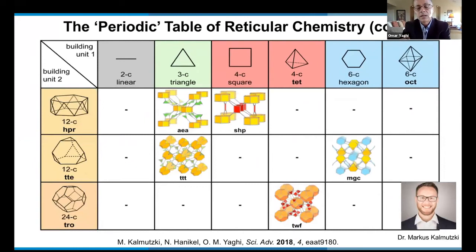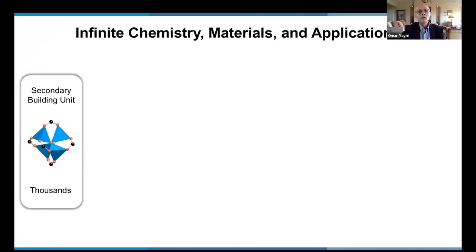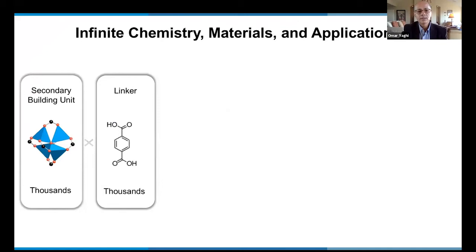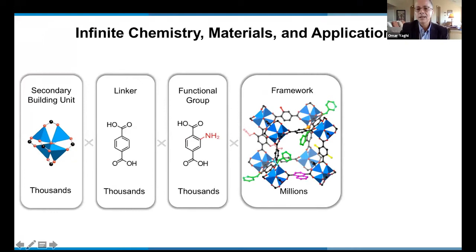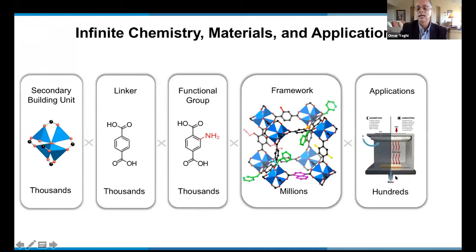Now you see some open squares, and that means that these are still yet-to-be-made combinations, and there's still a lot of potential for other MOF structures to be synthesized. But my point is that the SBU approach and the availability of variously shaped secondary building units and organic units, plus our ability to also functionalize those building units and target millions of different frameworks, really has led to the identification of hundreds of applications thus far. And this leads to infinite chemistry, generating an infinite number of materials, and it looks like a nearly infinite number of applications.